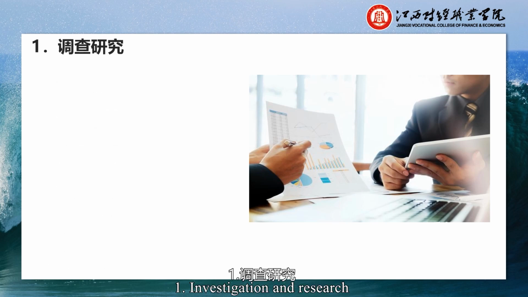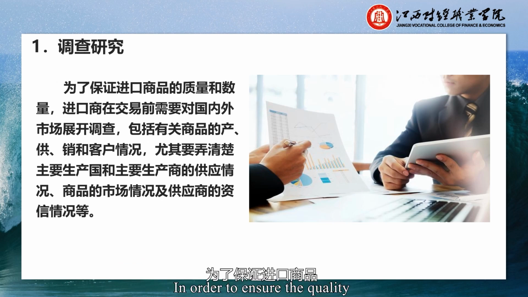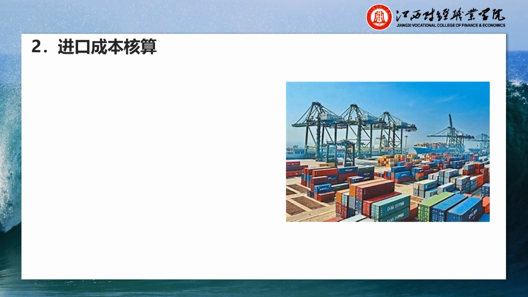1. Investigation and research. In order to ensure the quality and quantity of imported goods, importers before trading need to conduct investigations into domestic and international markets, including the goods production, supply, sales, and customer situation, especially to understand the major producing countries and major producers, supply situation, the market situation of the goods, and the credit situation of suppliers.